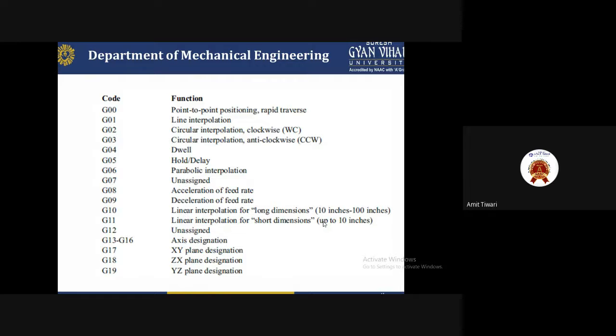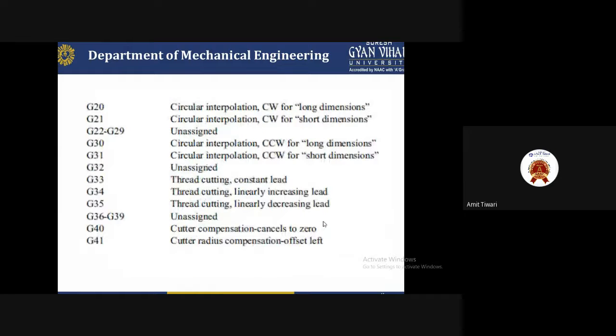So G code and M code are two types of code, and generally we use the G code for writing the program like this. It is not easy to manage this type of G code. G code includes G20, G30, G31, G32, G33, 34, 35. These are all thread cutting, but thread cutting with different types of conditions.